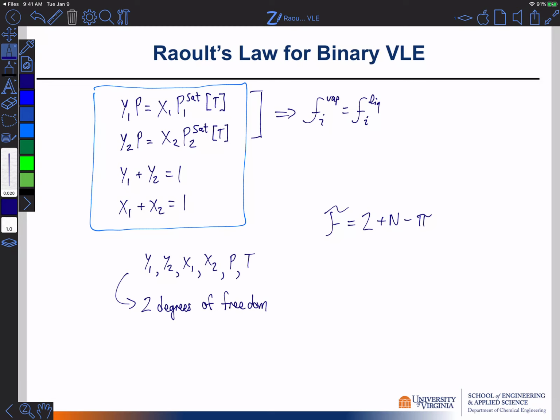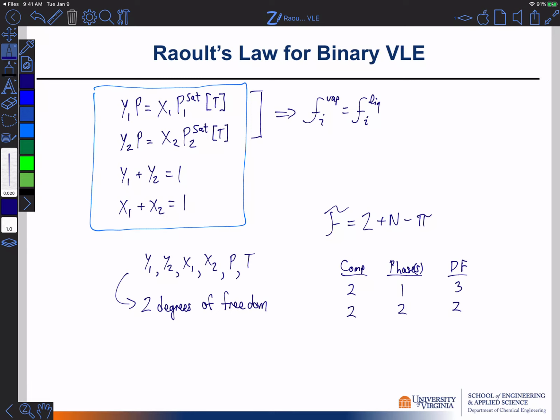And so if we think about this, if we have a binary system, here we have 2 components, and if we have 1 phase, then our degrees of freedom are equal to 3. And if we have 2 components and we have 2 phases, then our degrees of freedom are equal to 2. And that's where we get this balance between our 4 equations and what are ultimately 4 unknowns once we specify those 2 degrees of freedom.